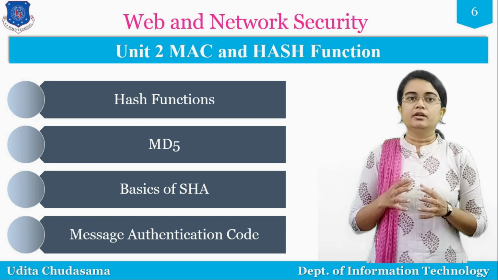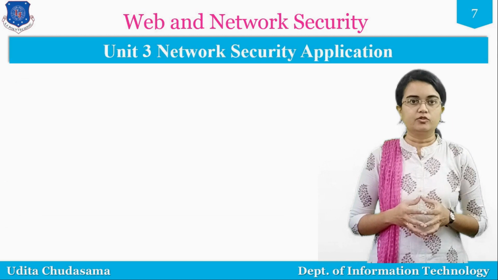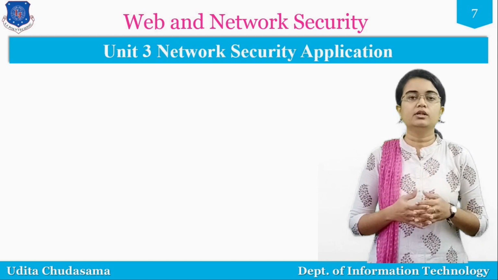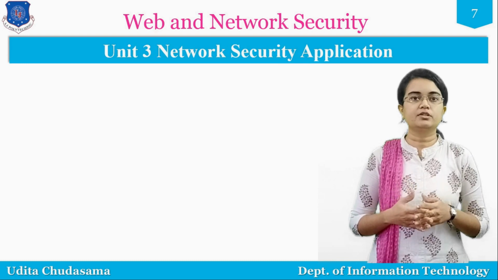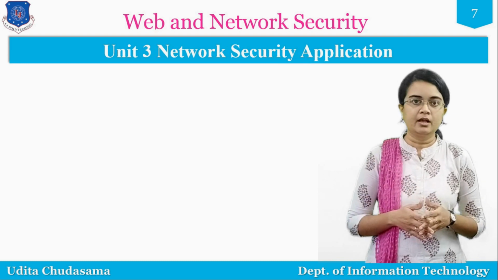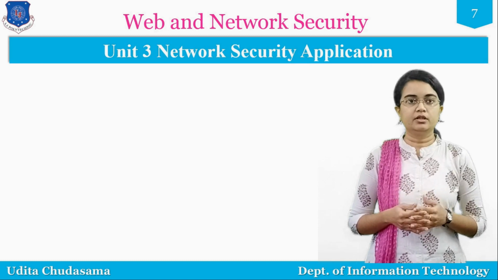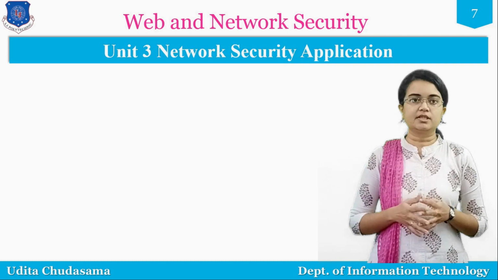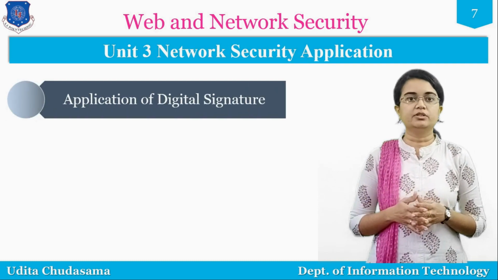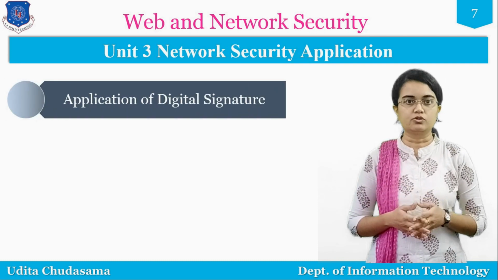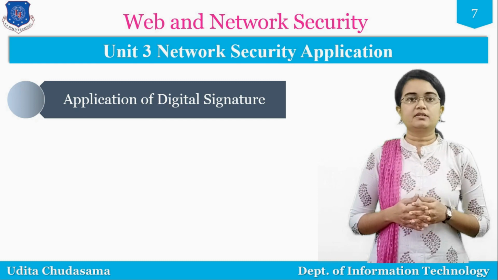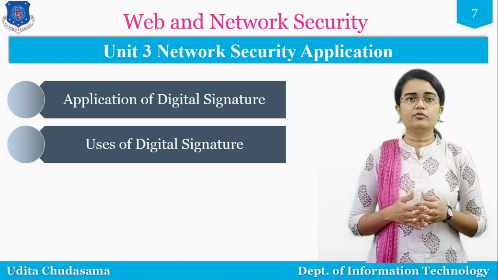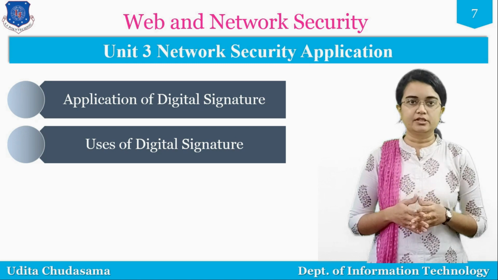Now, the next topic is unit 3, which describes network security applications. The whole range of applications of network security will be discussed over here. Real life examples are also given here. In that, the first application we will be discussing is digital signature. Obviously it refers to something about physical signatures also. Next we will be discussing the usage of digital signature, or where we are actually using digital signatures.